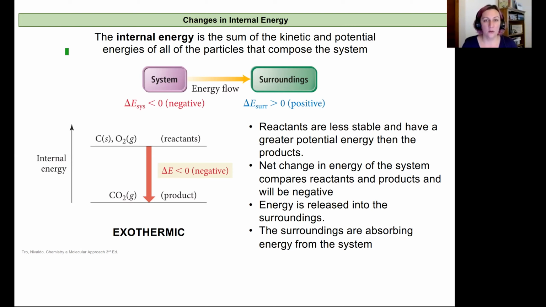Exo meaning energy is exiting is one way I've heard of remembering it. A campfire that you would sit around is very exothermic. That's the way I remember it, because it gives off heat. We see this net change in energy for our system, and that leads to a change in the energy of our surroundings. It'll increase the internal energy of our surroundings as it absorbs that energy lost from the system.